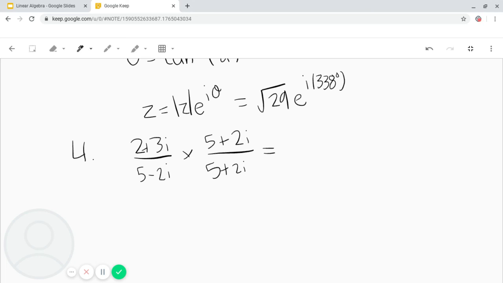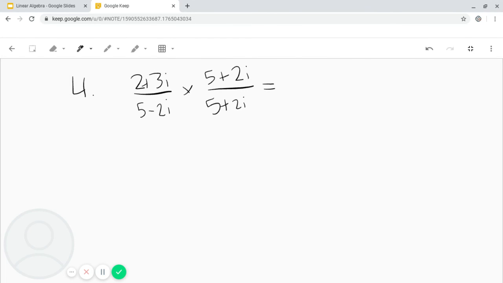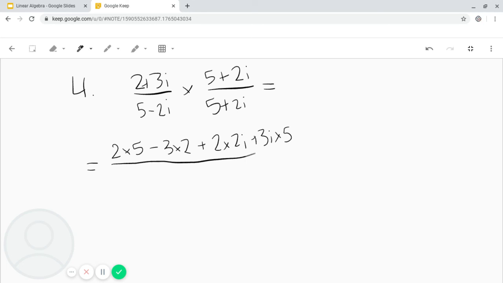So I'll kind of write this out longhand. So this is equal to 2 times 5 minus 3 times 2. Again, the minus because that is the imaginary parts multiplied. And then we can multiply the imaginary and the real parts, so plus 2 times 2i plus 3i times 5. And then, as we said before, the conjugate rule.